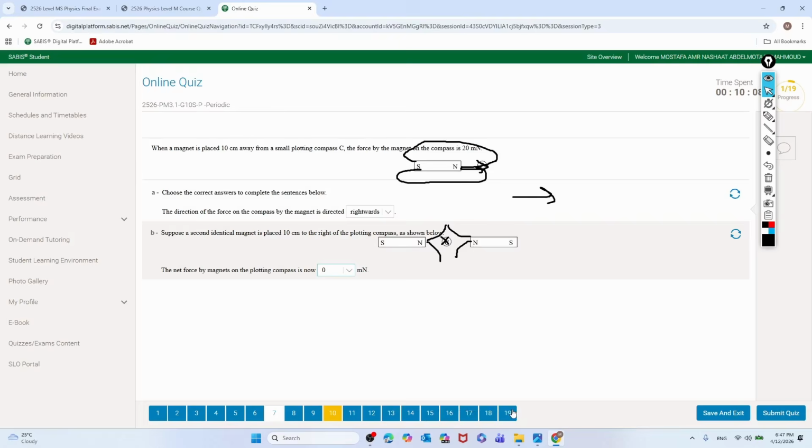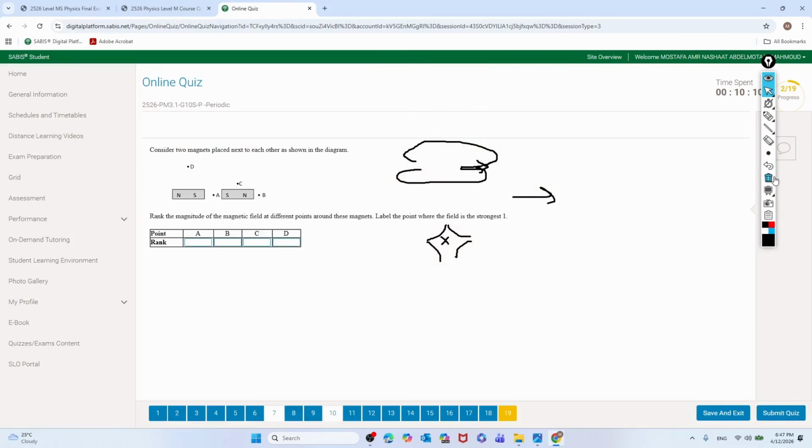Now question 19. Something like this came in the periodic. You guys should know this, especially with the two magnets next to each other, north, north, south, south. That one came in the periodic.